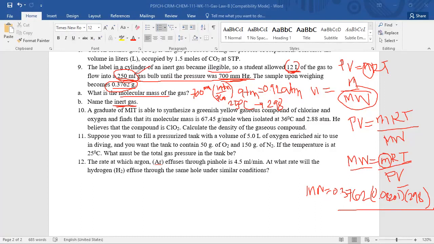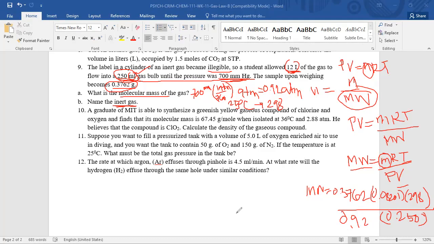So, ito yung ating gagamitin. But, naka-ml siya. Pag ideal gas law, ulitin ko, dapat naka-liter tayo. So, i-convert mo from ml to liter. So, that would be 0.25. 250 ml is 0.25 liters. Then, pressure natin, 0.92. We can proceed na sa ating pag-compute ng molecular weight.